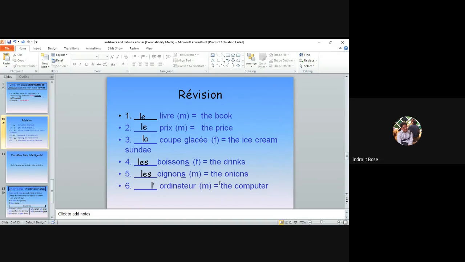Boisson is feminine. Now that's plural, so I'd say les boissons, or les oignons, the onions. And ordinateur is masculine, but again we cannot say le ordinateur because it starts with a vowel. So I have to say l'ordinateur, L apostrophe ordinateur, the computer.